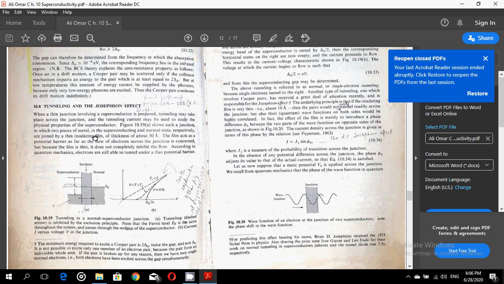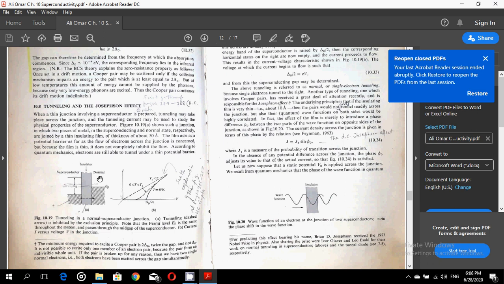Okay, now this is the thin insulating film. On one side of this is a superconductor, and on the other side is the normal conductor. The thickness of this film in between them is typically 50 angstrom. So you see it is a thin film, very thin.